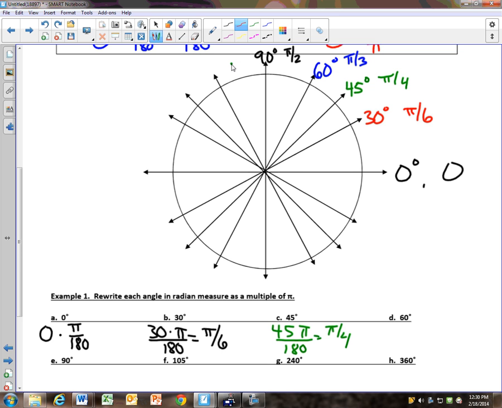Because my next spot is 120 degrees. I just look for what it's divisible by right away. It's not divisible by 90, but it is divisible by 60. How many 60s go into 120? 2. So you're going to have 2 of the pi over 3's, or 2 pi over 3.